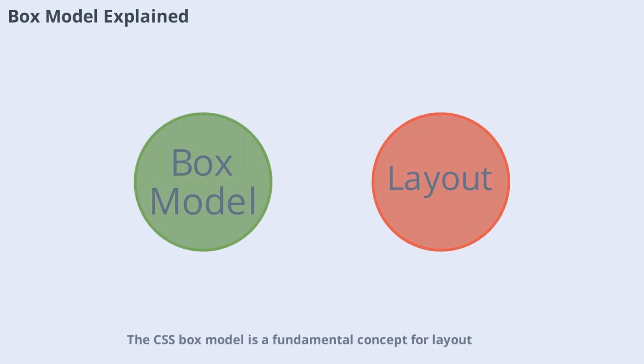The CSS box model is a fundamental concept for layout. Every element is treated as a box with content, padding, border, and margin. Understanding how these parts interact helps you control the size and spacing of elements, ensuring your designs look just right on any screen.